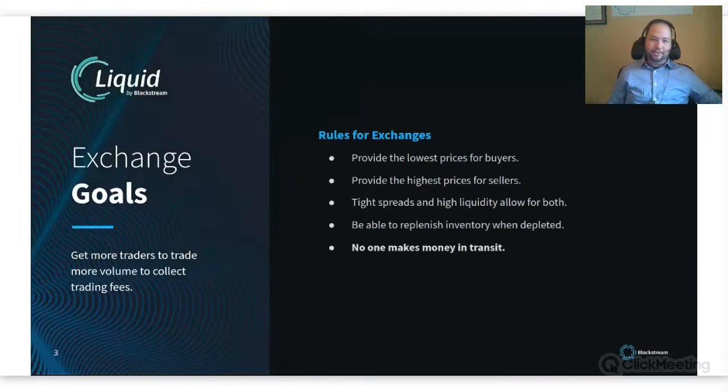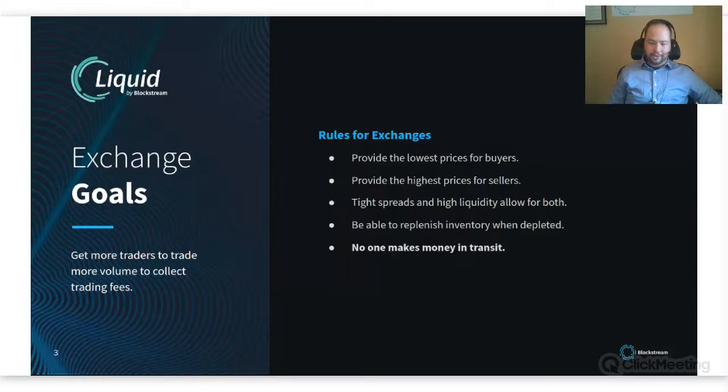All right. So the goals of an exchange and why this benefits you. I think this is really important to cover. The idea is, what an exchange really cares about is getting a lot of traders to trade very frequently. The more volume they have, the more trading fees they can collect. And how do they do that? If you're providing the best price for buyers, that's going to attract a lot of people trying to buy a crypto asset. But you also want to have the highest price for sellers. So those are sometimes two competing goals.